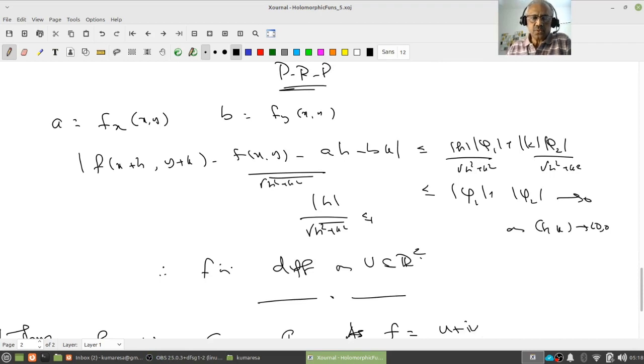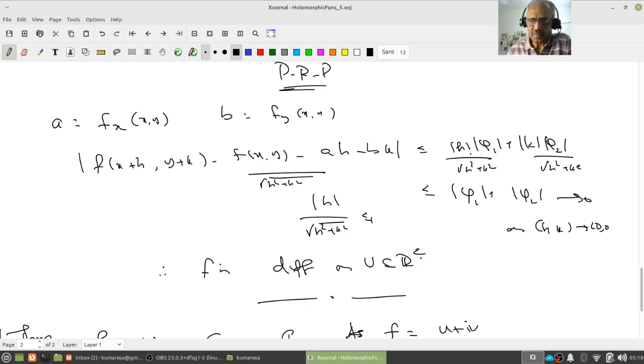Okay, so go back. So you prove f is differentiable as a function from R2 to R with a equal to the partial derivative of f with respect to x at (x,y), and b equal to the partial derivative of f with respect to y at the point (x,y). Then this divided by the square root of h squared plus k squared should go to 0. This is the definition. But I have an estimate. The numerator is less than or equal to |h||phi1| plus |k||phi2|, divided by the square root of h squared plus k squared.